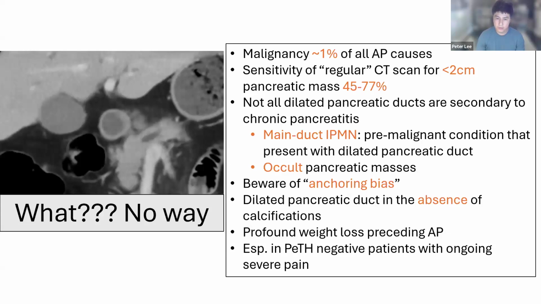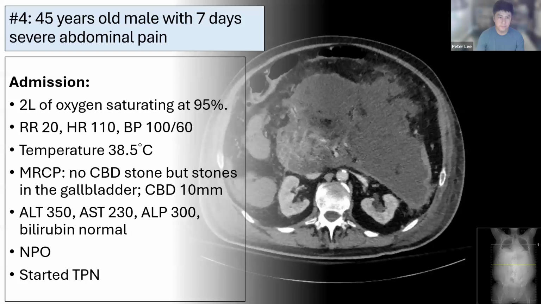So beware of anchoring bias, especially when things don't fit quite nicely. Especially in patients with dilated pancreatic duct in the absence of calcifications, and a lot of these patients, of the ones that I diagnosed, often have profound weight loss even preceding the onset of AP. If PEth is negative, have a heightened index of suspicion, and don't think that the CT rules it out reliably.